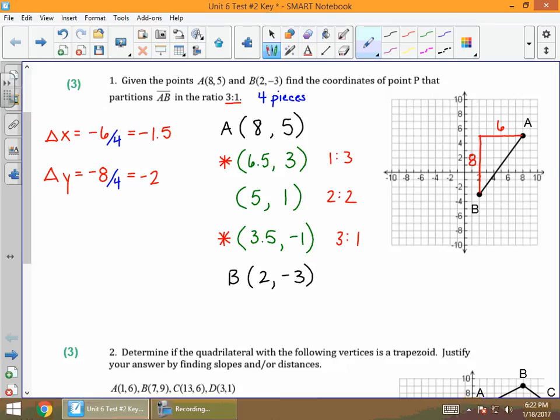So I told you this question is worth 3 points. You got 1 point if you started setting the problem up correctly, but your math was wrong. And then the other 2 points were for picking the proper 2 points that partition that segment. So you got a point for each one of the correct points, and then you got 1 point just for getting it set up.